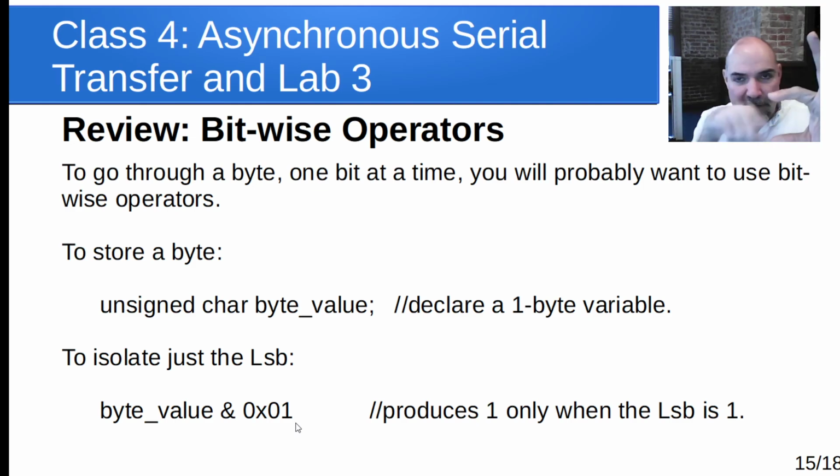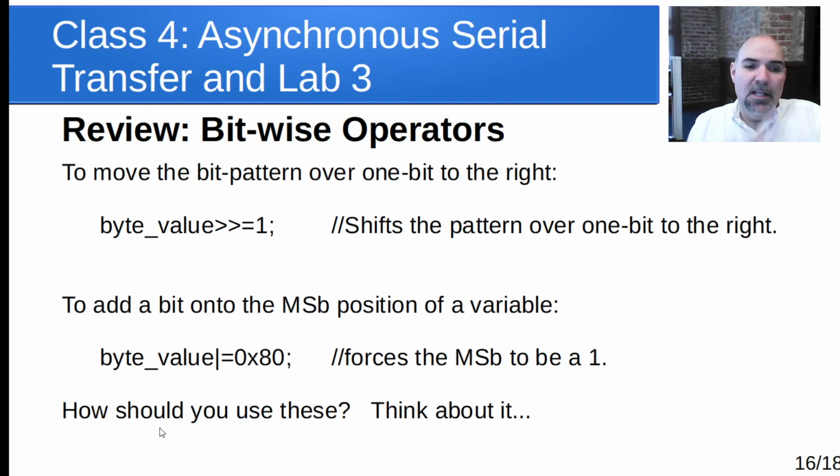Now, after we've sent that one on the line, we delay for 1 time unit, whatever our time unit is. And then after that, we have to somehow go to the next bit in that byte value. So how do we go to the next one? To move the bit pattern over 1 bit to the right, in other words, take the bit pattern and shift it over 1 space to the right, we need to do something like this.